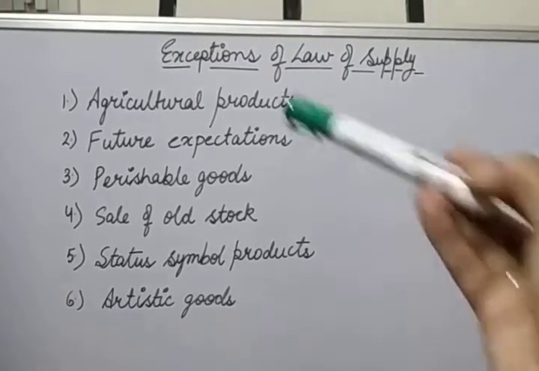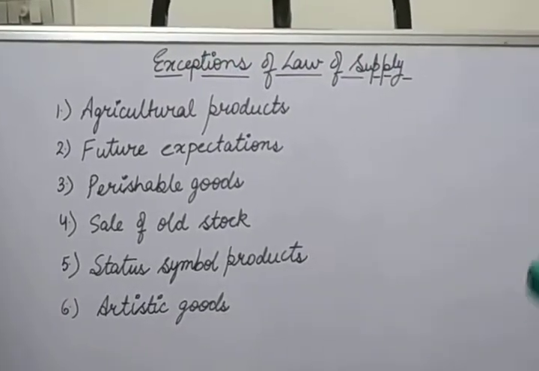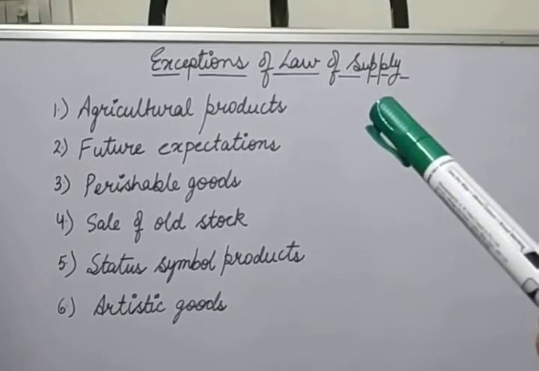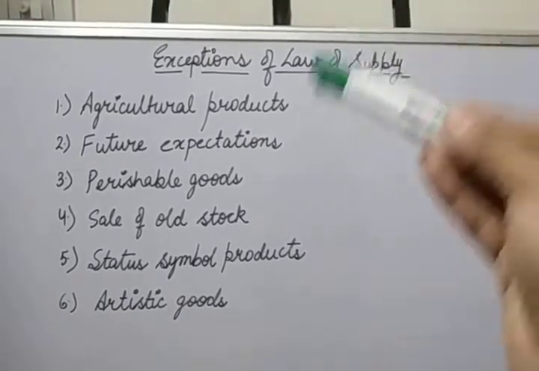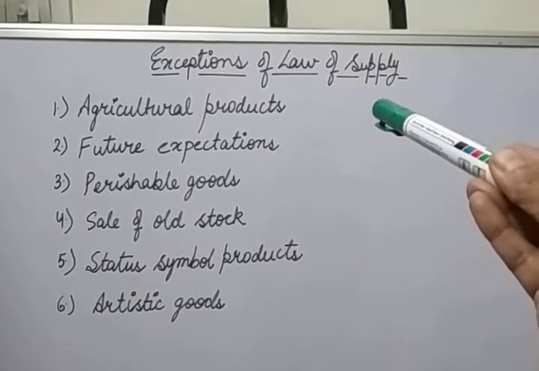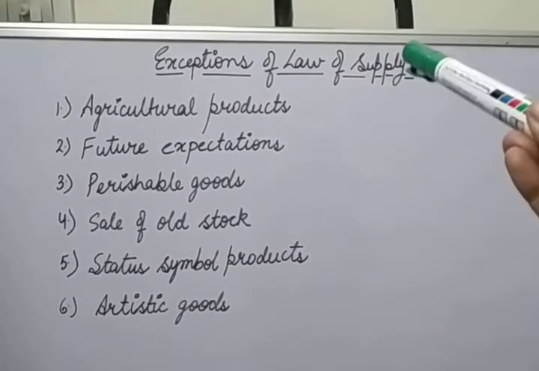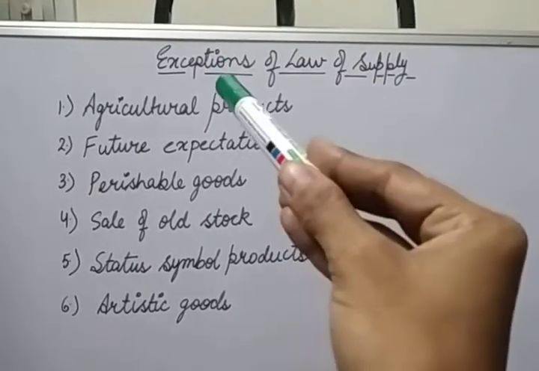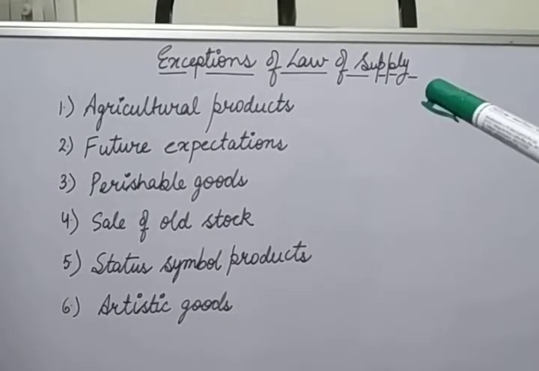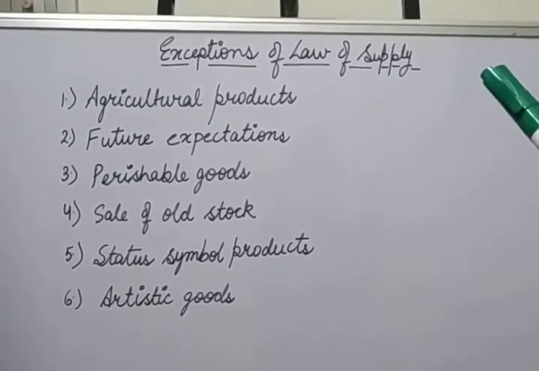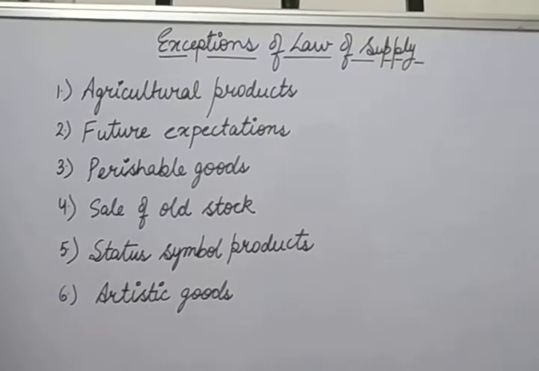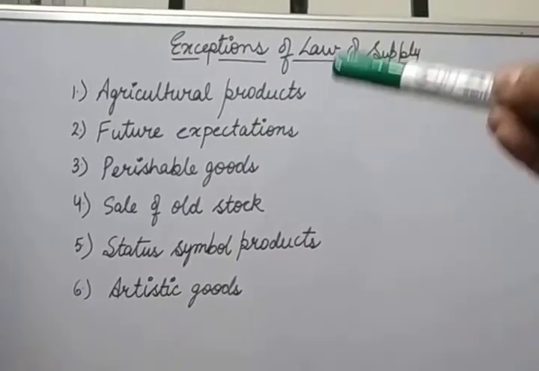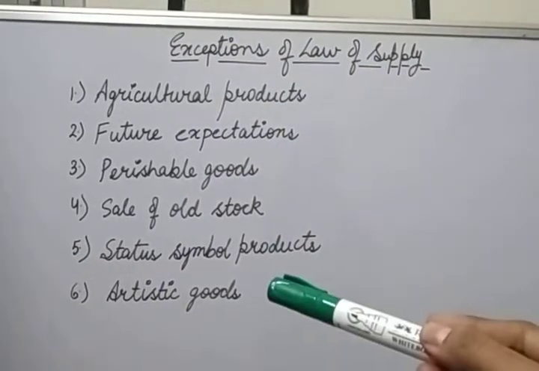Now, the next topic is the exceptions of the law of supply. Our law of supply indicates that there is a direct relationship between the price and the quantity. In the exceptional cases, the relationship is not direct; that means in all these cases the law of supply does not operate.